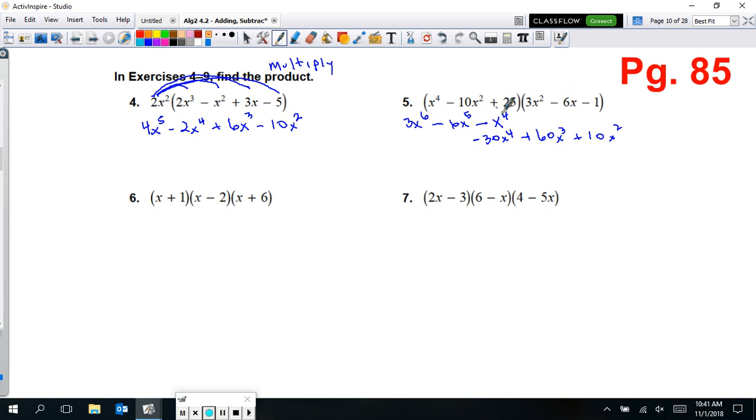And now for our last one, 25 is now going to multiply these three. So 25 times the first one is 75x squared. That's got to go under the other x squared one here. So 75x squared. And then 25 times negative 6, that's a negative 150. And that's going to be just an x on that one. And then 25 times negative 1 is negative 25 there at the end.